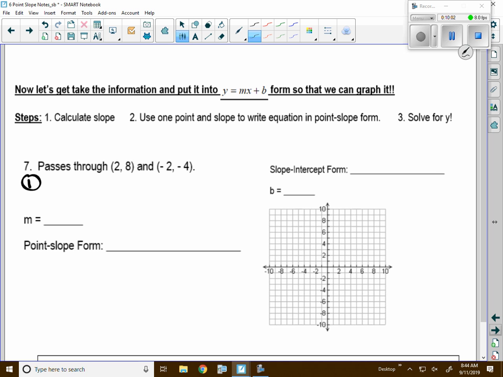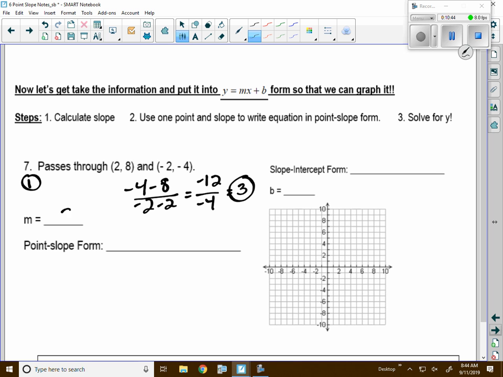First step, go ahead and find the slope. Y1 minus Y2 on top. If you're doing stack and subtract, you're doing your own thing. No matter what you're doing, you should get a slope of 3. Okay, you should get 3 for your slope. Are we okay on that? Yeah? Okay. So then step 2 is use 1 point and slope to write the equation.